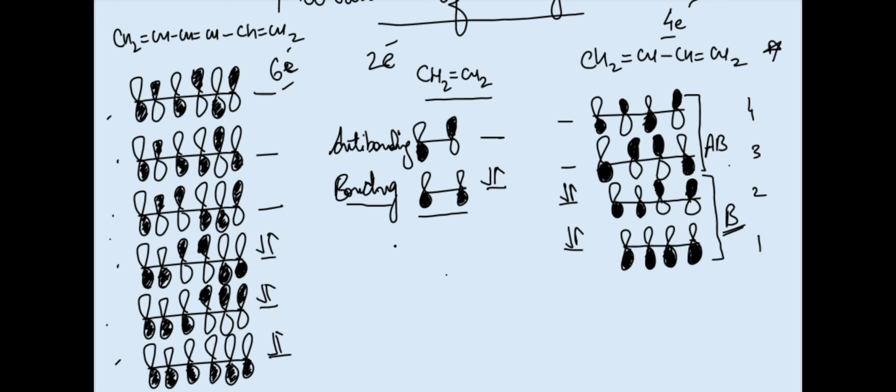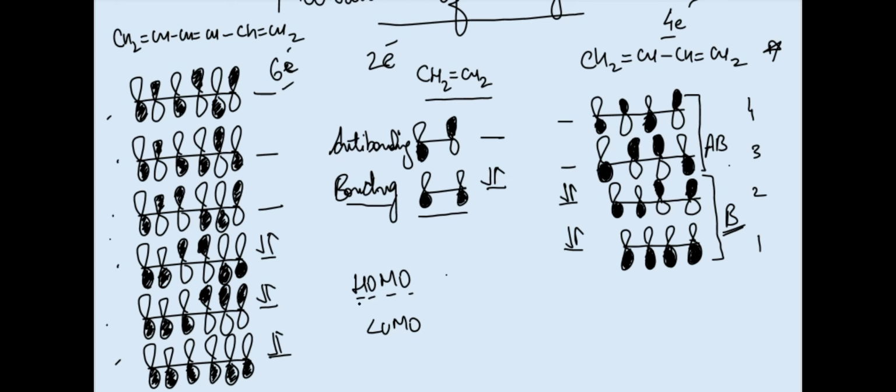Now there's a concept called HOMO and LUMO, and this concept is used in electrocyclic reactions. We'll see examples where we'll be using these concepts. HOMO is the highest occupied molecular orbital. Highest means highest energy. This one is the lowest energy molecular orbital.